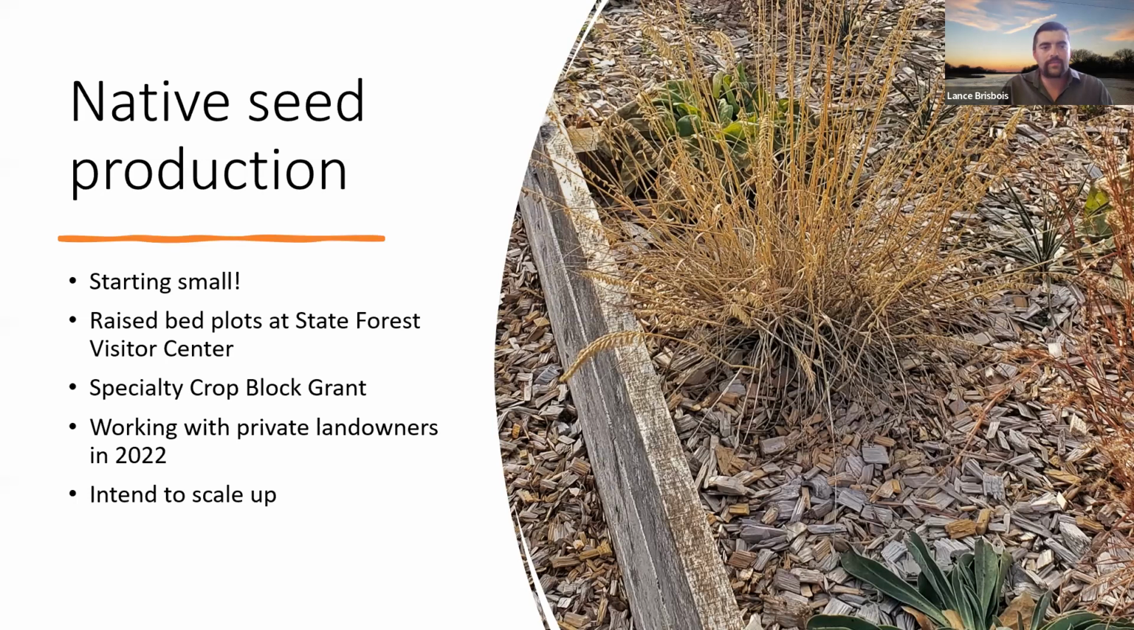And a new aspect we're adding this year is some native seed production. Last year, the Loess Hills State Forest has some raised beds at their visitor center. We provided them with some plants, and so they've established these little seed plots there with some of those species. This photo has side oats, and then I think there was some echinacea and some Indian plantain in that one.